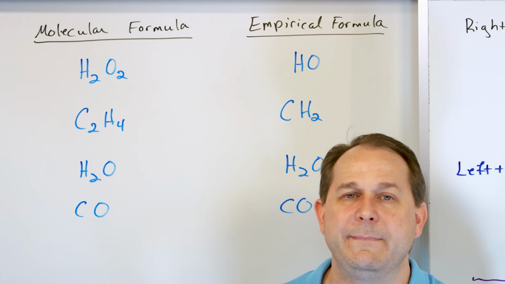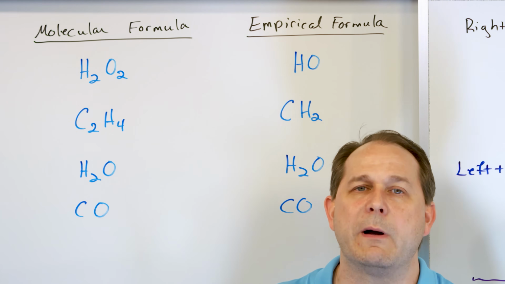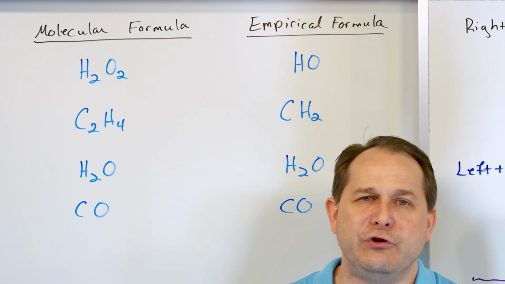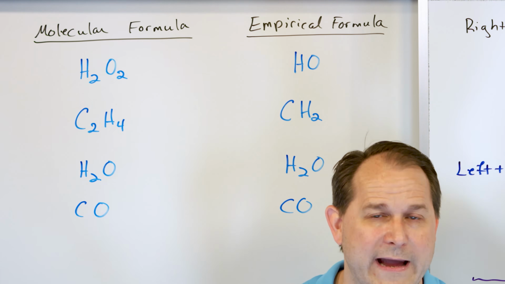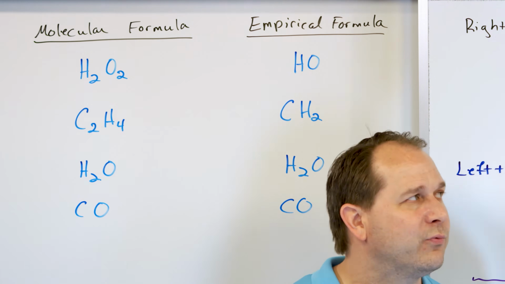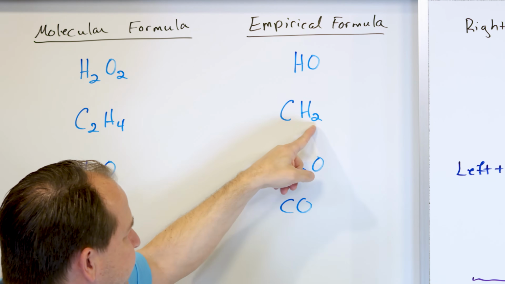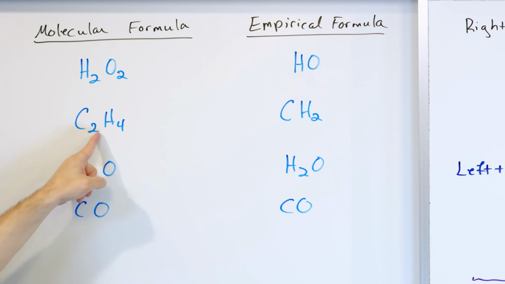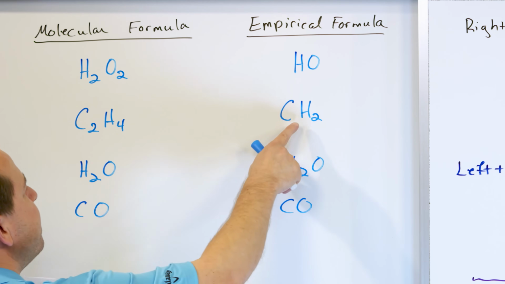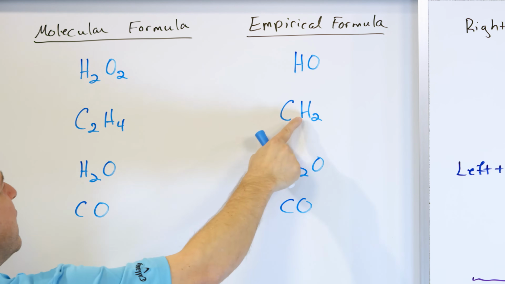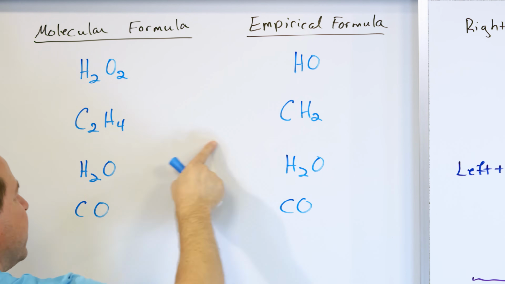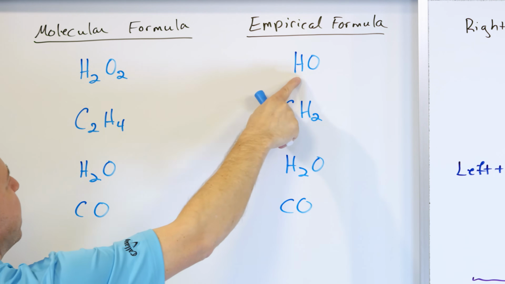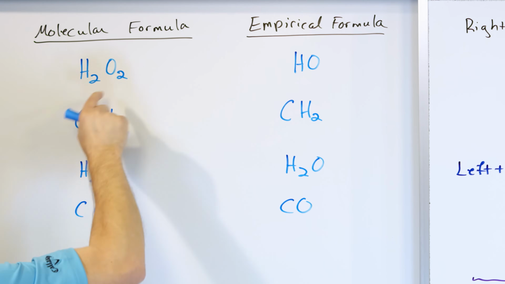Empirical is a word that means it comes from experiment, or it comes from observation. That's what empirical in this context really means. So if you do an experiment and you don't know ahead of time what it is, but you measure the ratios to be 2 parts hydrogen and 1 part carbon, this is empirical. But the actual molecule might be a multiple of this. So in this case, it's multiplied times 2. Double the amount of carbons, double the amount of hydrogens. Right? In this case, it's also a multiple of 2. Double the amount of hydrogens, double the amount of oxygens.